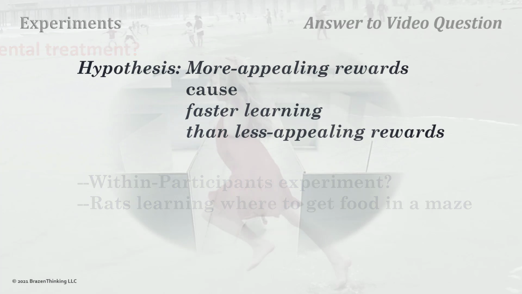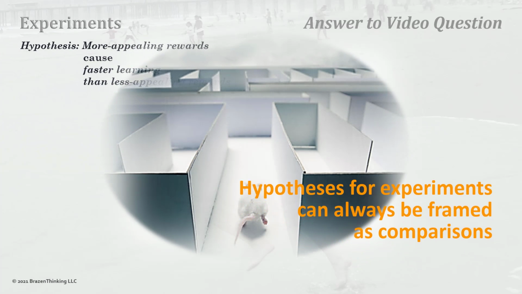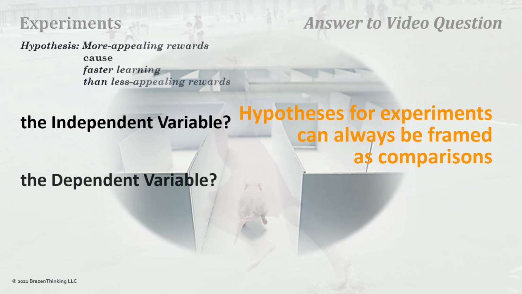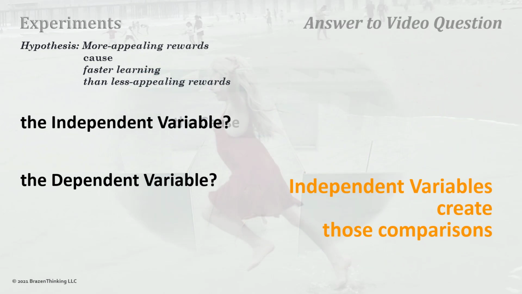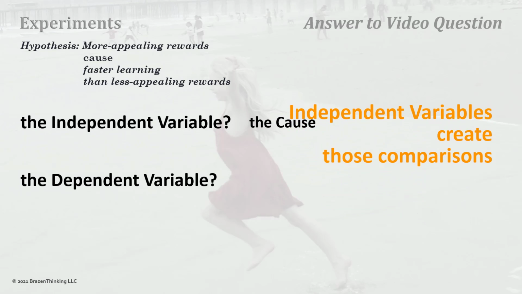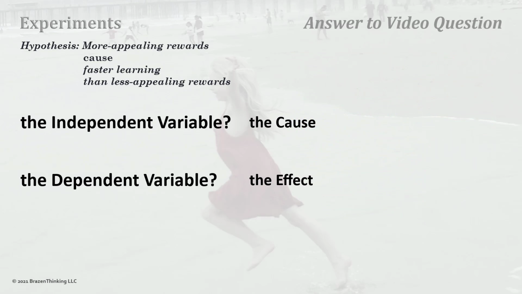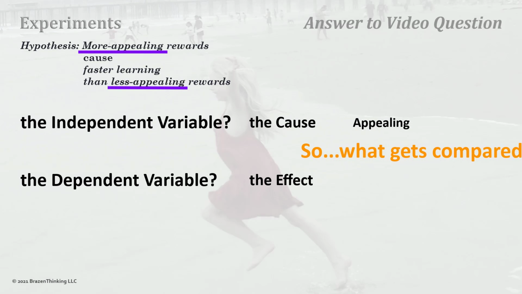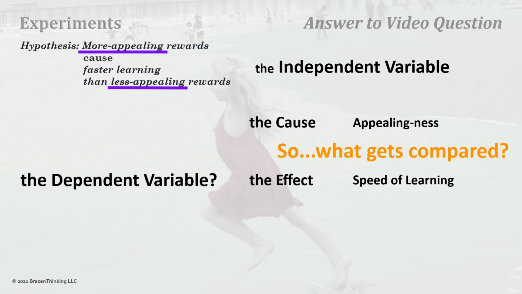In experiments, cause and effect relationships are represented by independent and dependent variables. The independent variable representing the cause and the dependent variable representing the effect. In this case, the independent variable would be how appealing a reward is. So, to do this experiment, you'd have to be able to manipulate whether these rats get a more appealing reward or a less appealing reward. Let's just say that we happen to know that rats like bacon, say, more than they like rat chow.